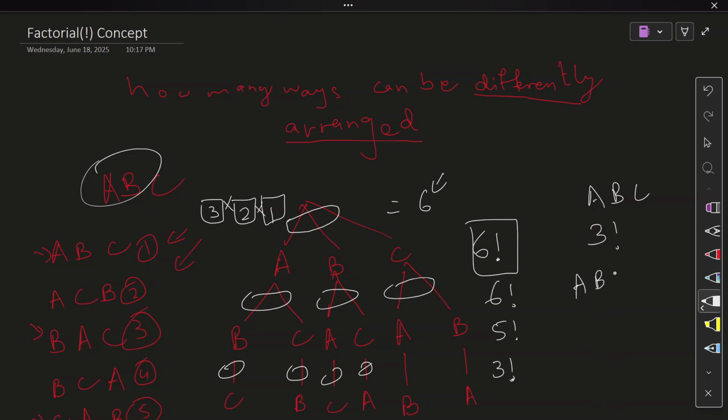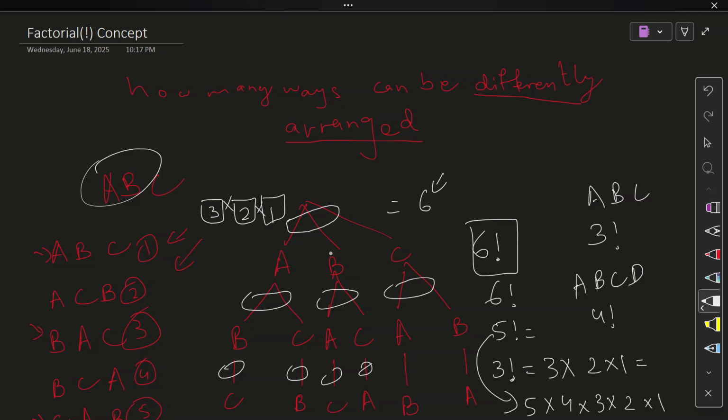If this was A, B, C, D, I would have gone for 4 factorial, right? And what you're going to do is multiply it backwards. 3 into 2 into 1. That's going to give you different arrangements. For 5 factorial, that's going to be 5 into 4 into 3 into 2 into 1. And whatever answer you get, that's going to be your number of different arrangements.